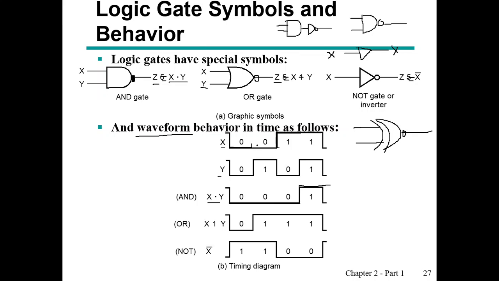And the NOT. So if X is 0, so this is X bar. If X is 0, then it would be 1 1 and then 0 0. For example, if we want to draw Y bar, so Y bar would be this. When Y is 0 this is 1, when Y is 1 this is 0. So this is Y bar, the inverted version of Y. I hope you know that this is simple.